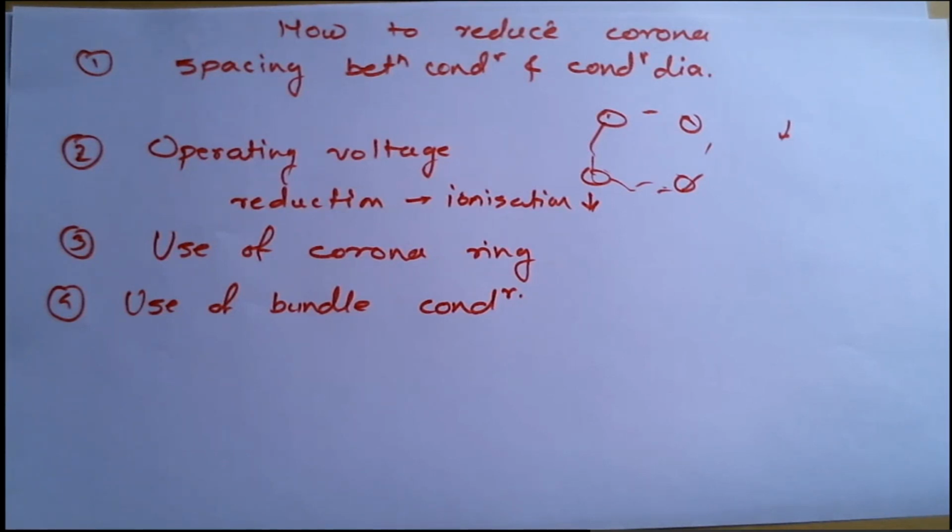After that we have seen which are the factors affecting corona, in which the first one is atmospheric condition, second one is line voltage, third one is nature of conductor surface, fourth one is effect of frequency and fifth one is air condition.